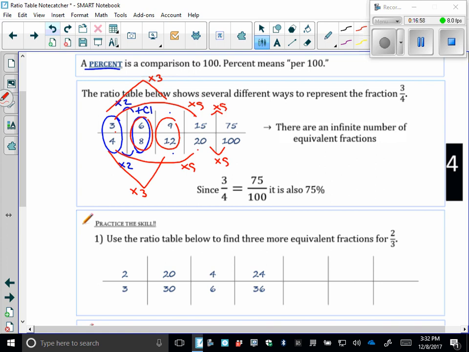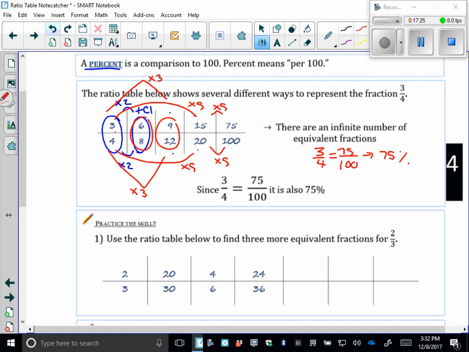So now I have 75 per 100. And percent means per 100. So what we know is 3 out of 4 is 75 out of 100. And we also say that's 75%. Can I get a thumbs up or a thumbs down or a sideways on that? Good on that? Yes. Question or?